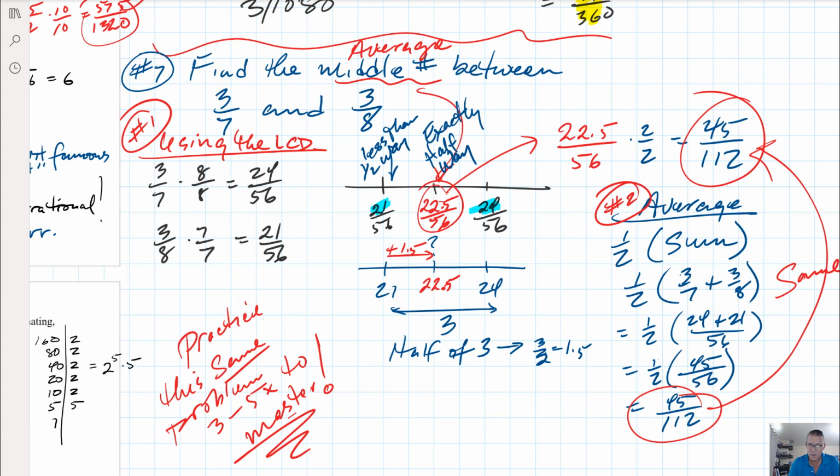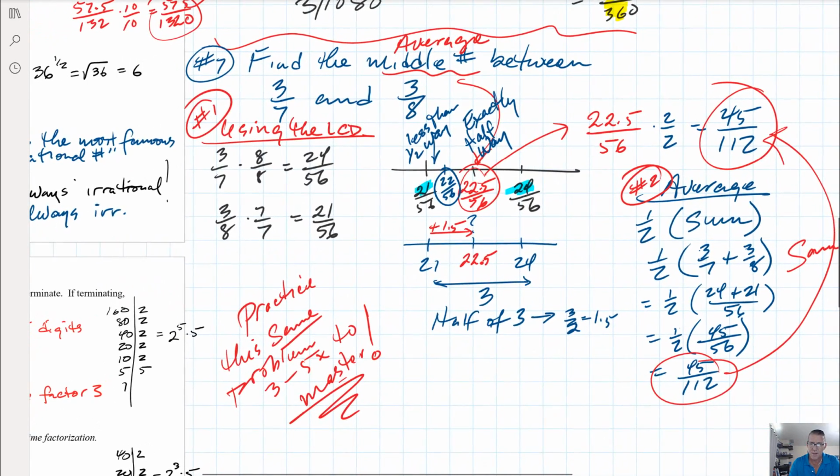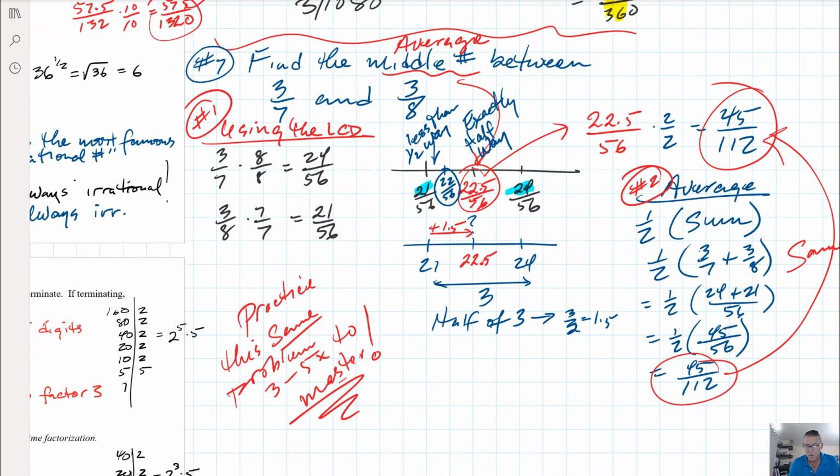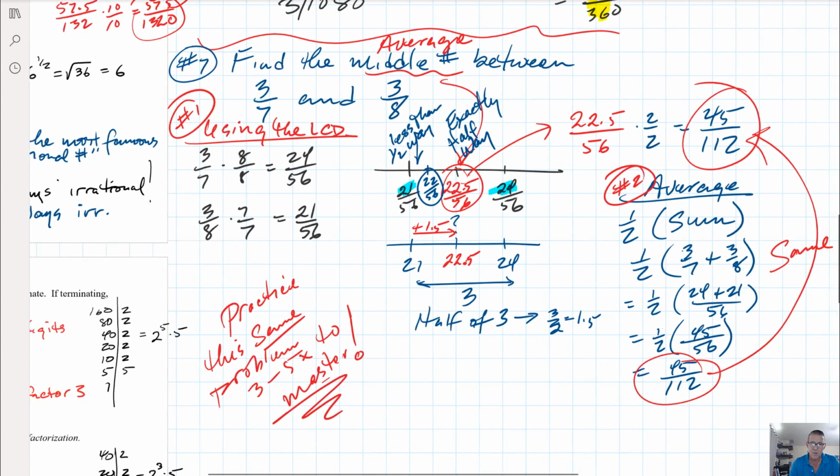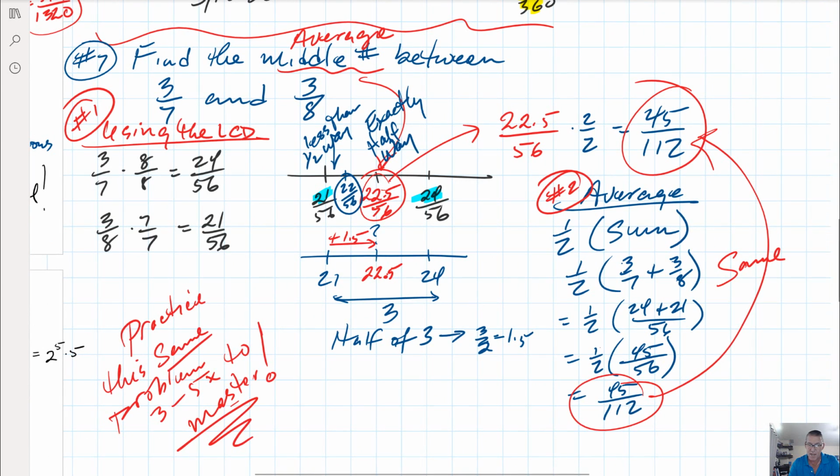Just pick a number between 21 and 22.5, like 22. So less than halfway would be 22 out of 56. And you just got the other answer. And there's a lot of choices here. You could have picked 21.5 out of 56 and then converted it. So there are a lot of answers possible there because there's an infinite number of fractions between any two fractions.